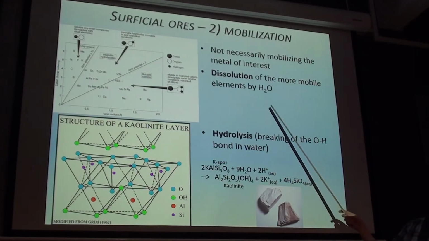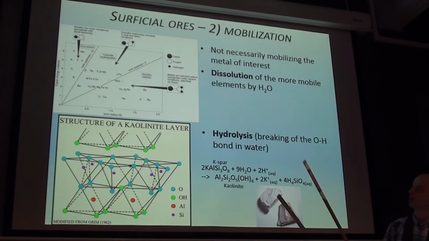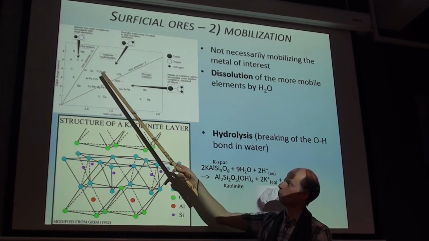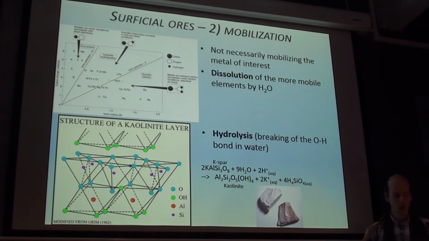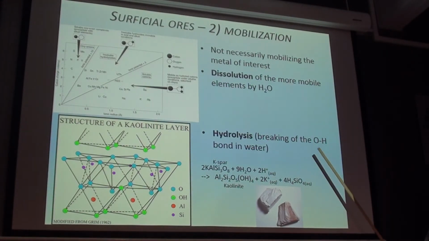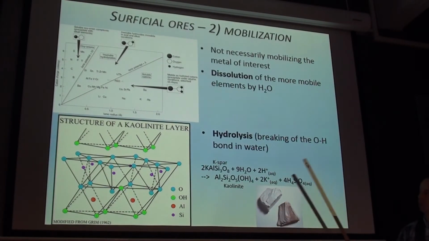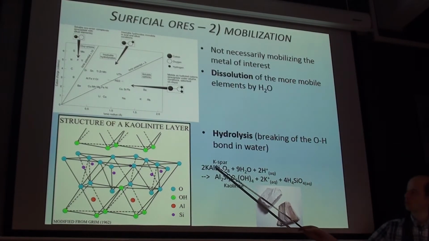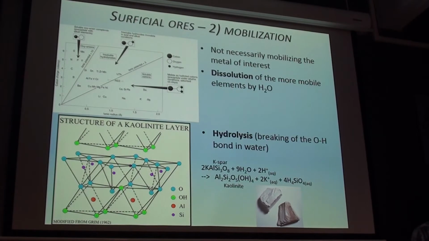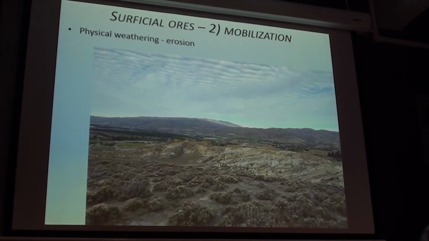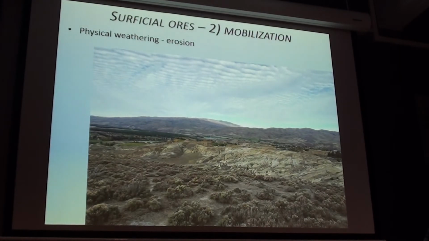And that can occur by dissolution, mostly by water, and certain elements are more soluble in water than other elements. Or through hydrolysis, which, again, we saw on Monday, the breaking of the bonds in water to break down certain minerals and form other minerals, and in the process basically leaching potassium and later on silica. Mobilization in a physical sense is just basically erosion, with waters and streams carrying away bits of land.